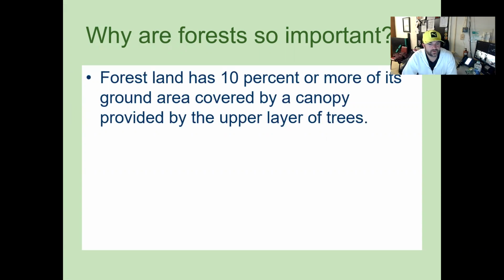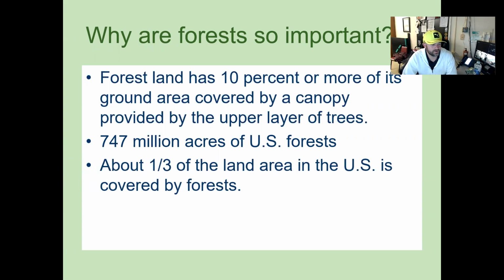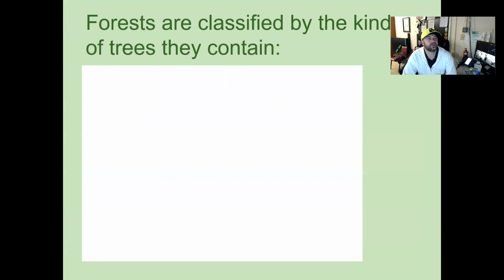Forest land has 10% or more of its ground area covered by a canopy provided by an upper layer of trees. This is important because it offers shade to the ground and actually creates bare ground whenever there's too much shade, because grass can't grow underneath it. So there's 747 million acres of U.S. forest currently, about a third of the land area in the U.S. Moving on, forests are classified by the kind of trees they contain.